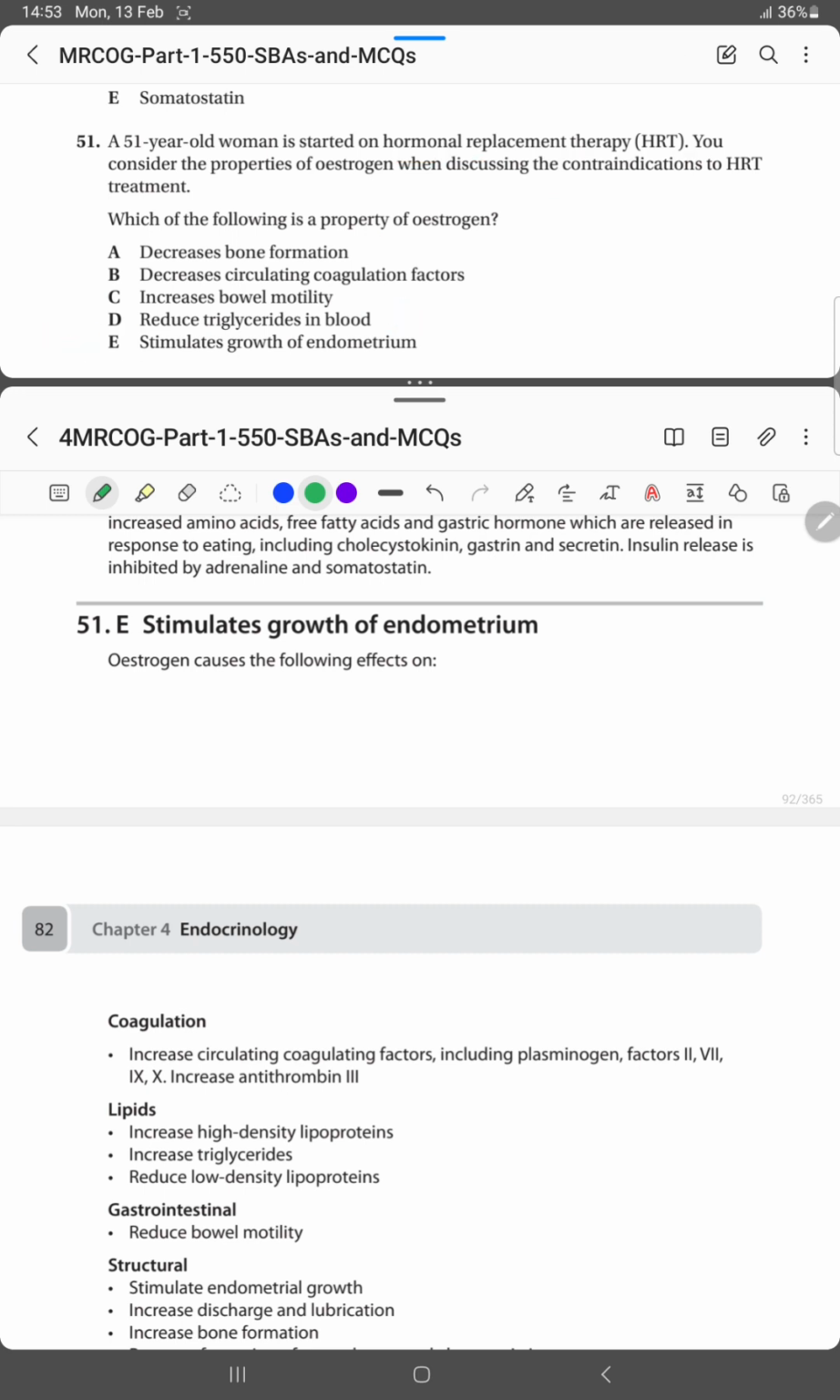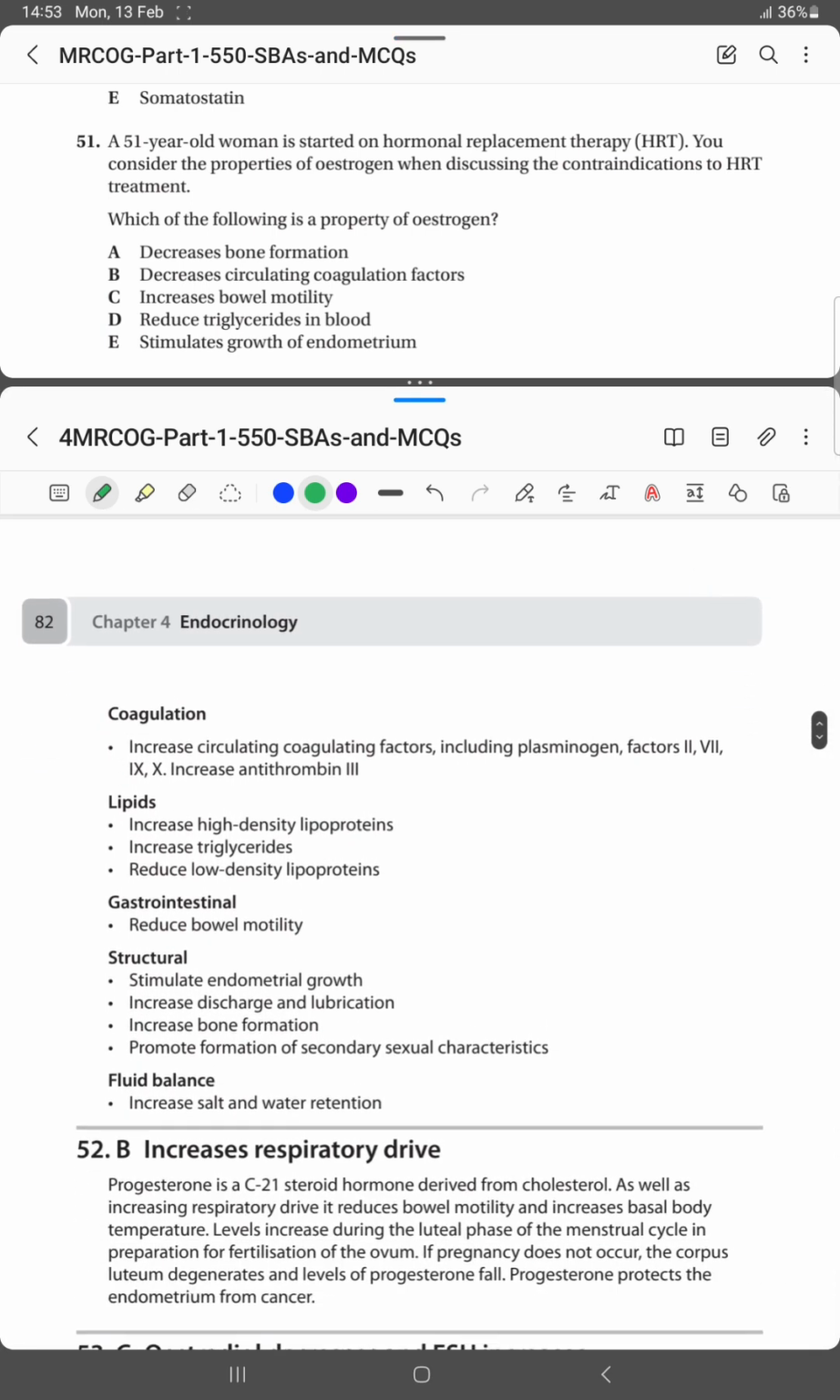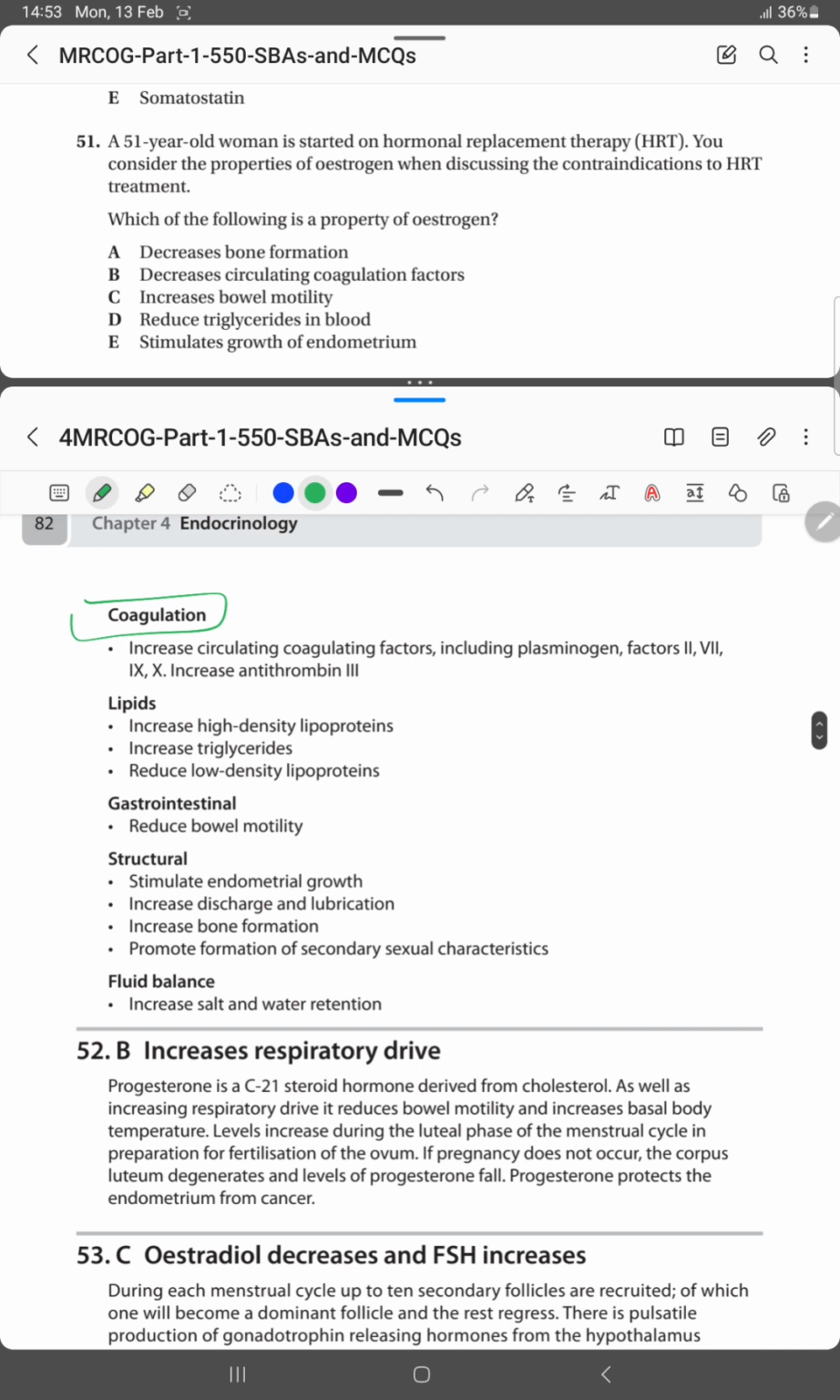Yes, that is the true answer, because estrogen has effects on coagulation. It increases circulating coagulation factors, including plasminogen and factors 2, 7, 9, and 10, and increases antithrombin 3. They act on the lipids to increase high density lipoproteins and triglycerides and reduce the low density lipoproteins. They have effects on the intestine, as they reduce bowel motility, and they have structural effects: they stimulate endometrial growth and increase the discharge and lubrication. They increase bone formation. They promote the formation of secondary sexual characteristics, and they act on fluid balance, increasing salt and water retention.